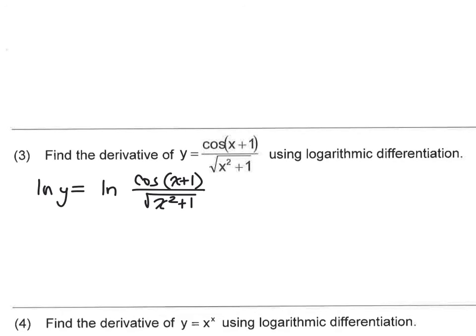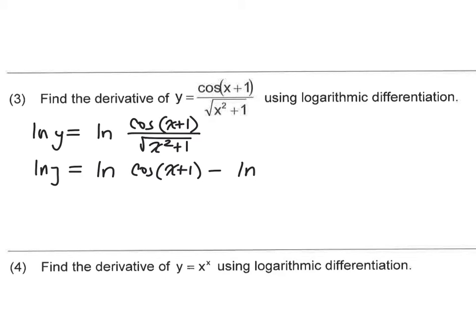Now, you would not necessarily think that incorporating a log would make something less complicated, but that's actually what's about to happen. So ln of y is equal to the ln. Now, a quotient within a logarithm tells us to split it apart and make it subtraction. All right, so ln of cosine x plus 1 minus ln. I'm going to rewrite, instead of having it as the square root of x squared plus 1, I'm going to write it as to the 1/2.